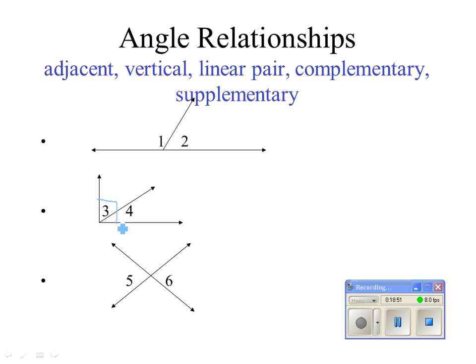And what other name could we give angle 3 and angle 4? Somebody else said, I think. Adjacent. About 5 and 6, what kind of angles are they to each other? Vertical. So if I told you angle 5 was 72 degrees, what's angle 6? 72 degrees.